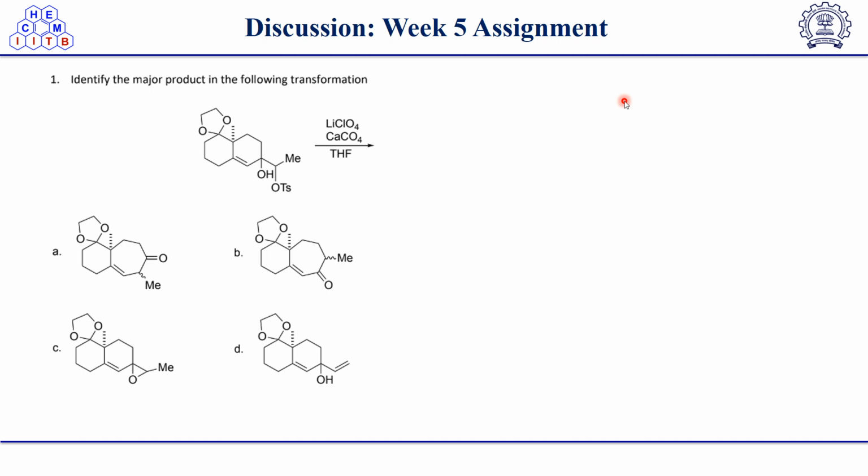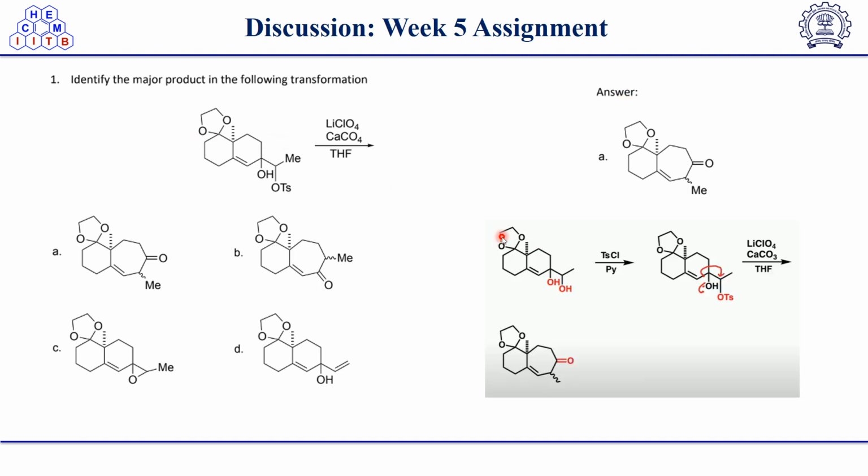So here the correct answer for the question is option A. So what will be happening here is a similar kind of mechanism. First, the starting material itself is obtained by the protection of this secondary hydroxyl group selectively by using tosyl chloride, so that we will get the starting material. And on treatment with this lithium perchlorate and calcium carbonate, what is happening here is this lone pair of oxygen will fall on this bond, and this bond will be migrating towards this position, and OTs elimination will take place, so that we will get this ring expansion type of product.